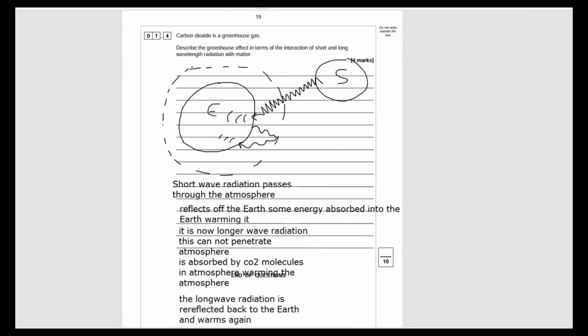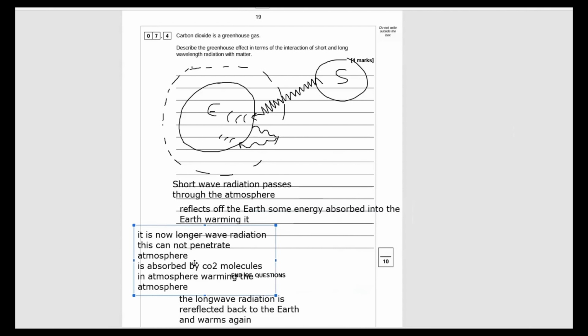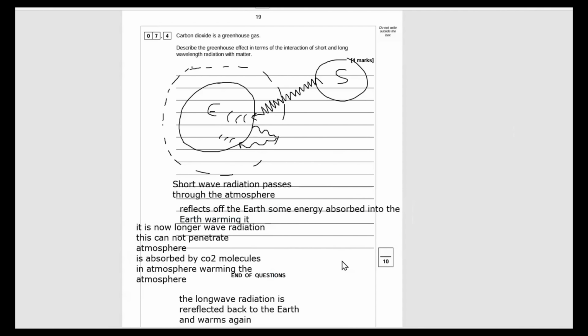Or you could just talk about it being absorbed by the carbon dioxide molecules. And it's really to do with the bond, the carbon dioxide bond. If you draw carbon dioxide, it has this double bond in it, and this vibrates at the perfect frequency to allow it to absorb radiation. The carbon dioxide will absorb that radiation and warm the atmosphere. And it's all to do with what type of chemical bond is inside it.